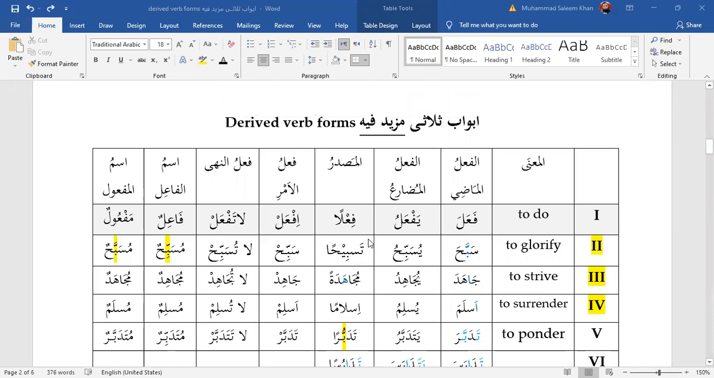Okay, so the second one, why do we call it mazid fi? As we can see, the first one is called thalathi. Because of the added letter. There is an addition of letter. Yeah, mazid. So the first one, ayn is mazid.